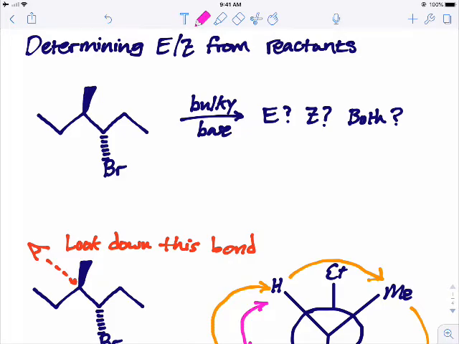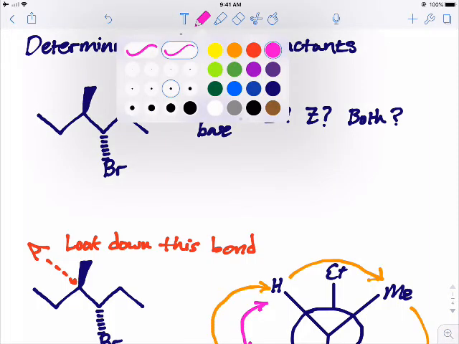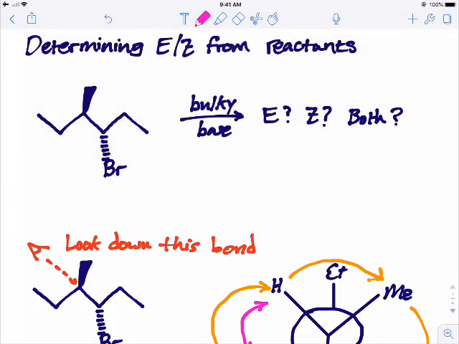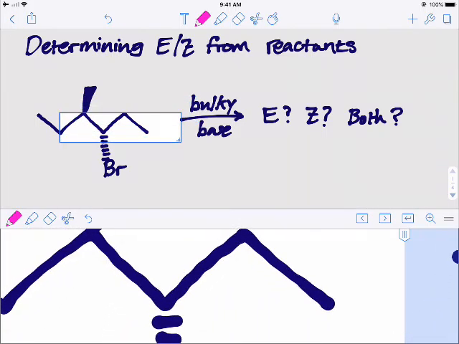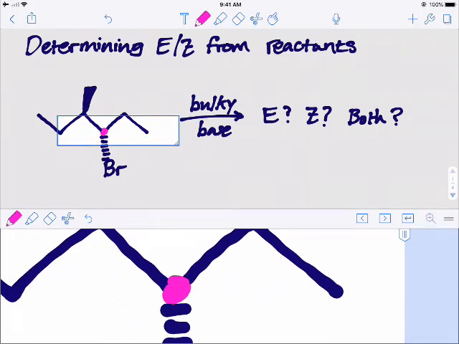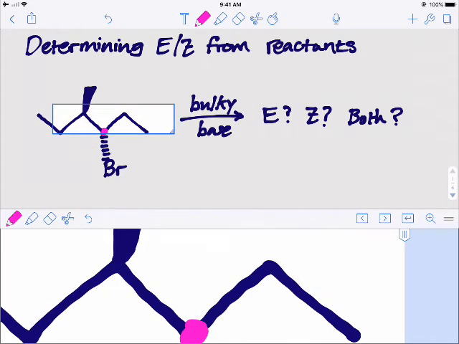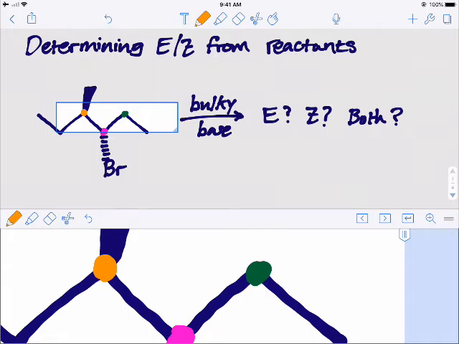So let's first consider whether or not we can even do elimination. Remember that we have a requirement that we need an adjacent hydrogen to our leaving group. So here's our carbon with our leaving group. I'll put it in pink. So we need hydrogens on an adjacent carbon. Now, here's our orange carbon. Here's our green carbon. So we need hydrogens on at least one of those carbons in order for the reaction to work. So our orange carbon has one hydrogen on it.